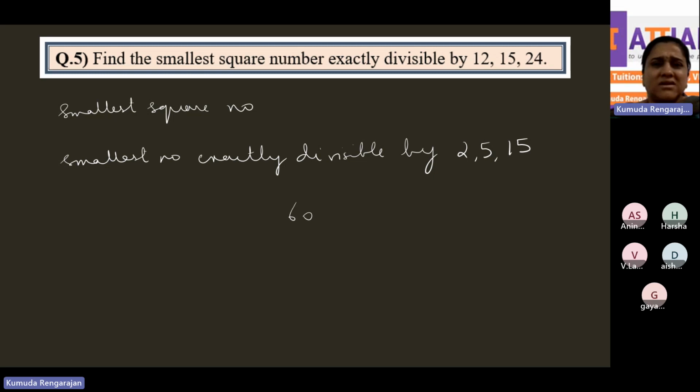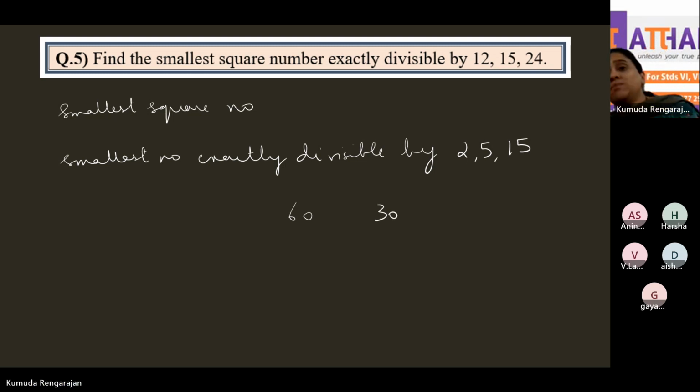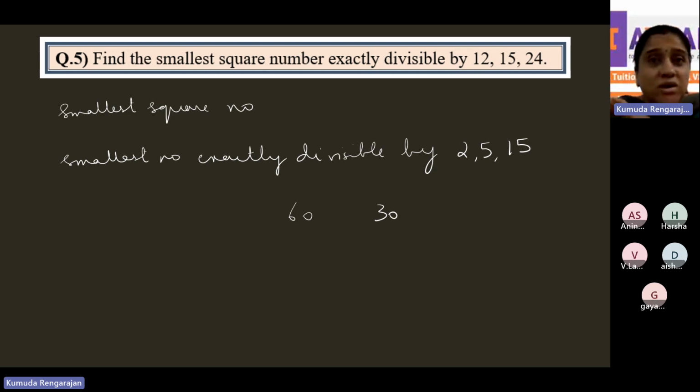Like this, there are many numbers. All multiples of 30 for that matter: 60, 90, 120, 150, all the multiples of 30 also will be divisible by 2, 5, and 15. But the smallest is 30. There is no number smaller than 30 that is divisible by all these three numbers at the same time. Now you can say 10. Yeah, 10 is divisible by 2 and 5, but not 15. So the smallest number that's divisible by all the three numbers is the LCM of the three numbers, least common multiple.